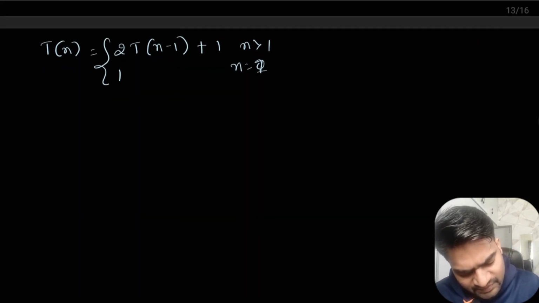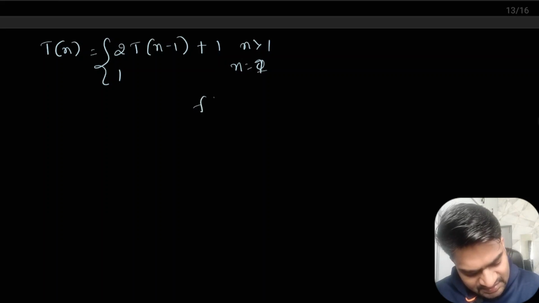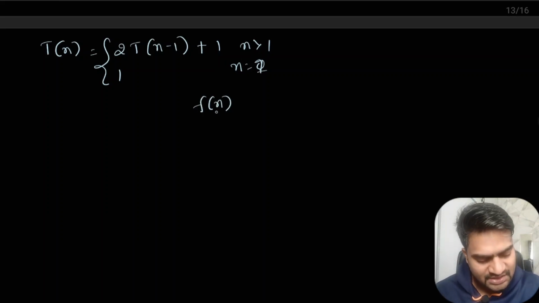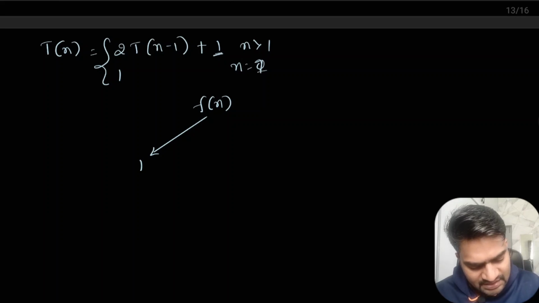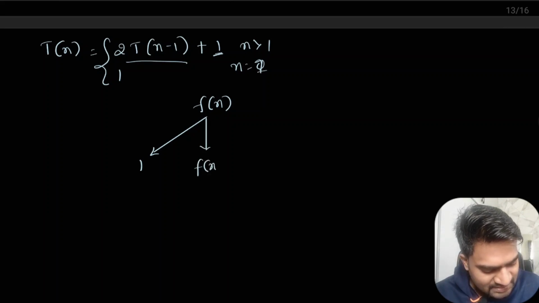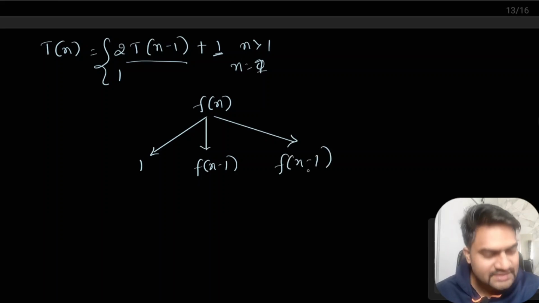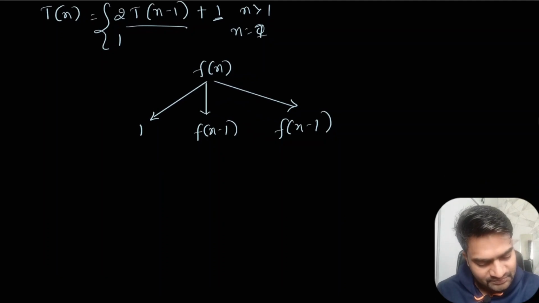So now if we want to write the recursive tree method, initially there will be our function f of n. Then what it will do, it will do one unit of work, which is this, and it will call 2 times T of n minus 1. So this is our f of n minus 1. Then this is our f of n minus 1. Correct, right? So this is how our two sub equations will be called.